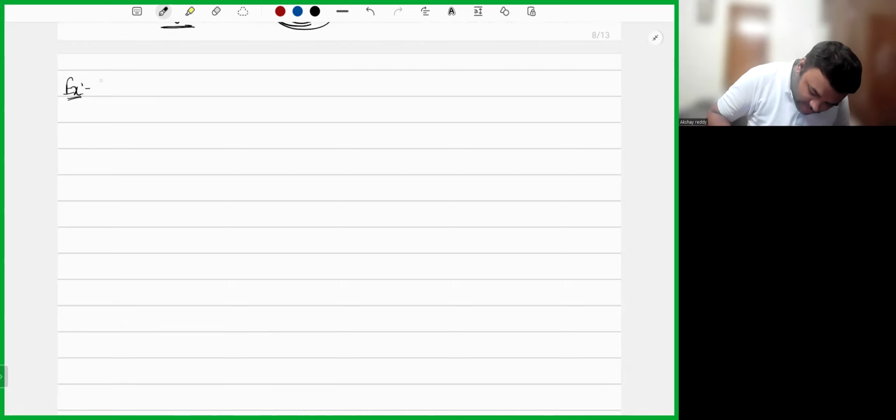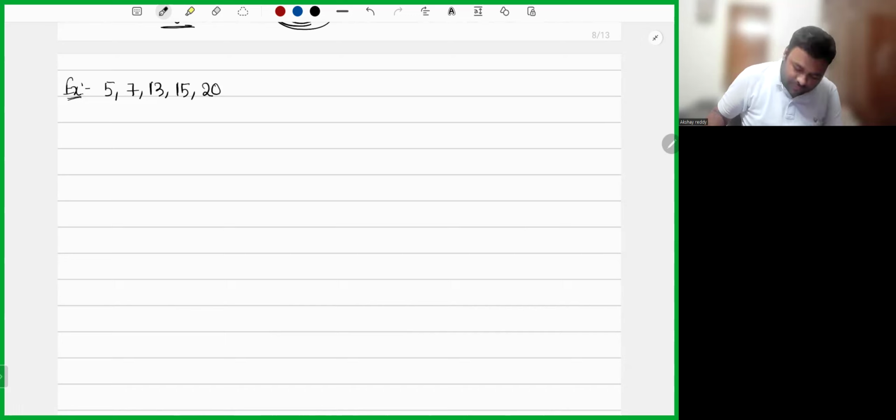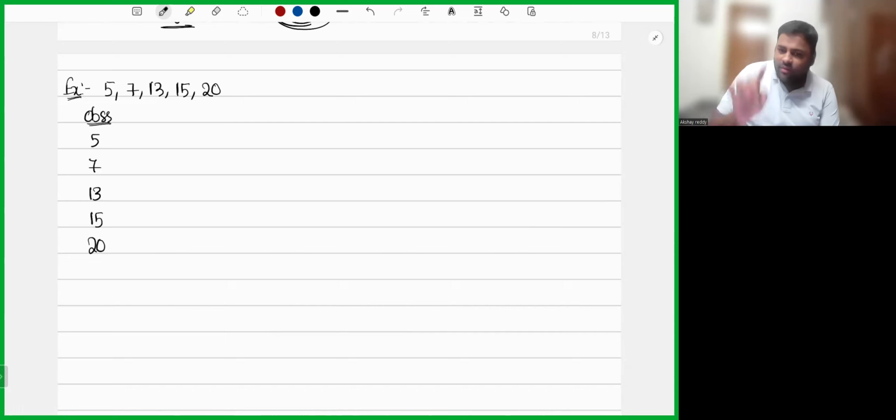Now I'm having 5 observations: 5, 7, 13, 15, and 20. These are the 5 observations we need. Basically, for calculating the arithmetic mean, we do the sum of observations divided by the number of observations. Now, what I do is take any one value and assume it as the assumed mean. Let us assume 13 as the assumed mean.